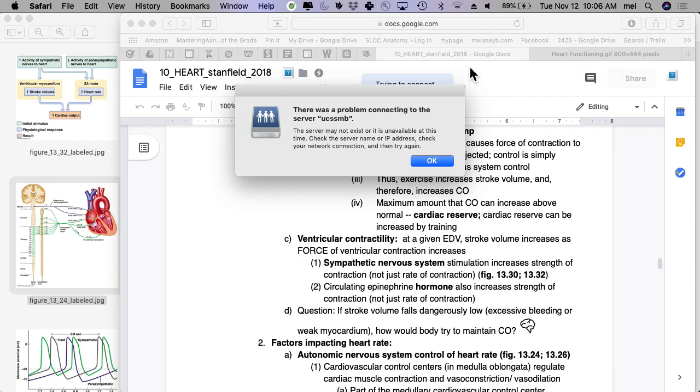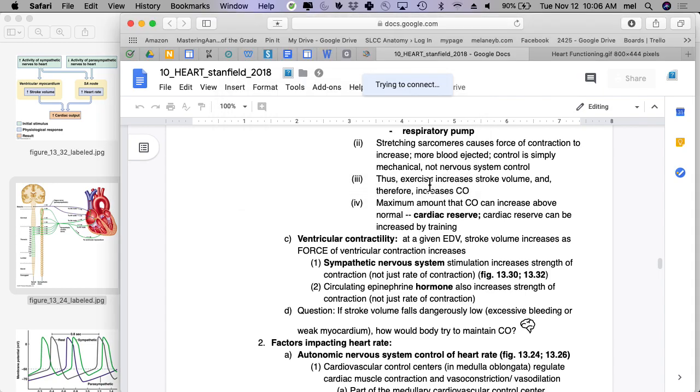So when you're exercising, remember cardiac output equals heart rate times stroke volume. What I'm telling you is that when you exercise, you hit both. And you get a pretty massive increase in cardiac output. And now we'll do heart rate. So ventricular contractility is at a given EDV, holding the volume constant.